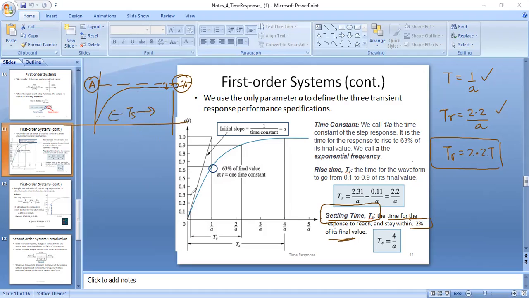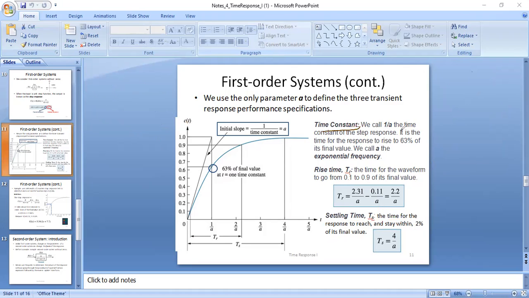If you see here, what is the time constant? It is the time for the response to reach 63% of its final value, means 0.63. 63 by 100 is 0.63. So I draw here, and this is my graph, and this is 0.63. I extend this line, it cuts here, I drop a line here, and this total part is your time constant.